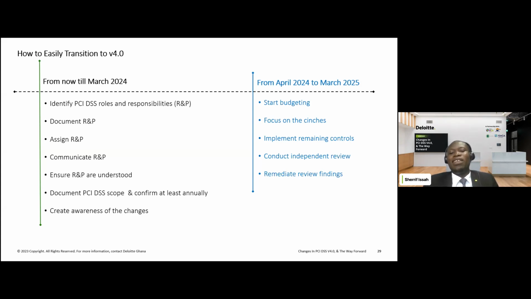And when that review is done, there's a need to remediate any findings that may come out of that review. The point here is that if there are issues and you don't remediate, and you want to certify and call a QSA, the QSA will still do that job. So it's better you do it before you call the QSA. Otherwise, you'll be throwing money away.